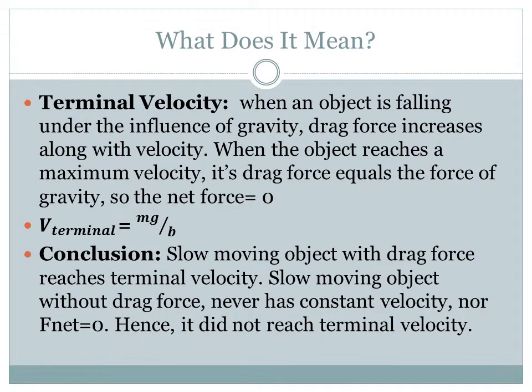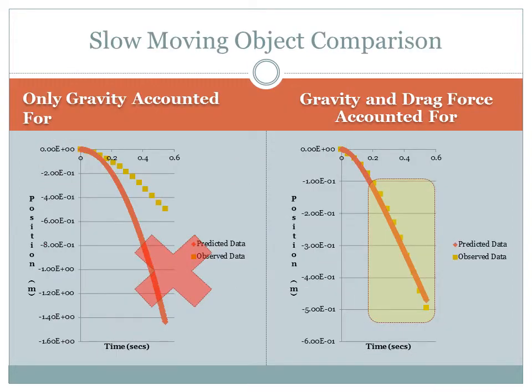For our what does it mean question, we want to see whether my slow-moving object reaches terminal velocity with or without drag force, or whether it does at all really. Graphically, we can conclude that my slow-moving object with drag force accounted for does reach terminal velocity. As the velocity increases, so does the drag force. And when the drag force is equal in magnitude to the gravitational force, this is when terminal velocity happens. If you look on the graph, when the line is straight, we know that the object is moving at a constant velocity. This also means that the net force equals 0, and the object has reached terminal velocity.